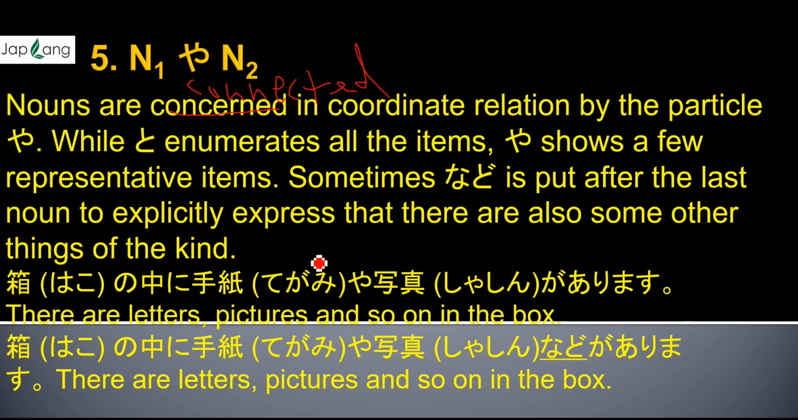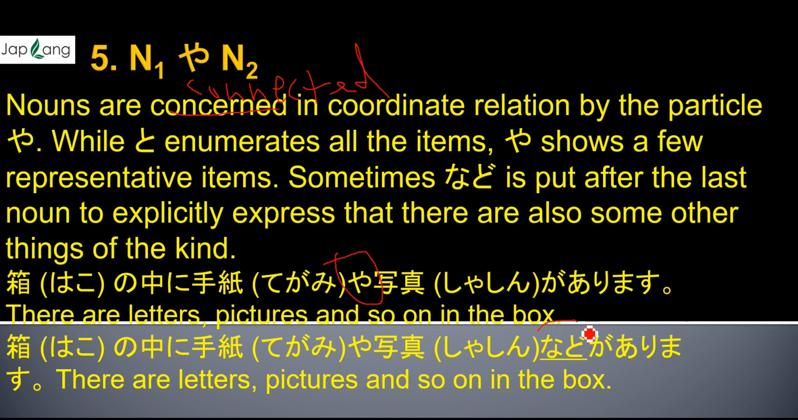are there, right? The example you have given here, hako no naka ni tegami ya shashin ga arimasu, right? You can see here, ya is nothing but and. Ya is not only for two things; there can be more than two things. So where we use ya, at the same pattern ga arimasu we use it at the end. So there are letters, pictures, and so on in the box. Hako no naka ni tegami ya shashin nado ga arimasu.